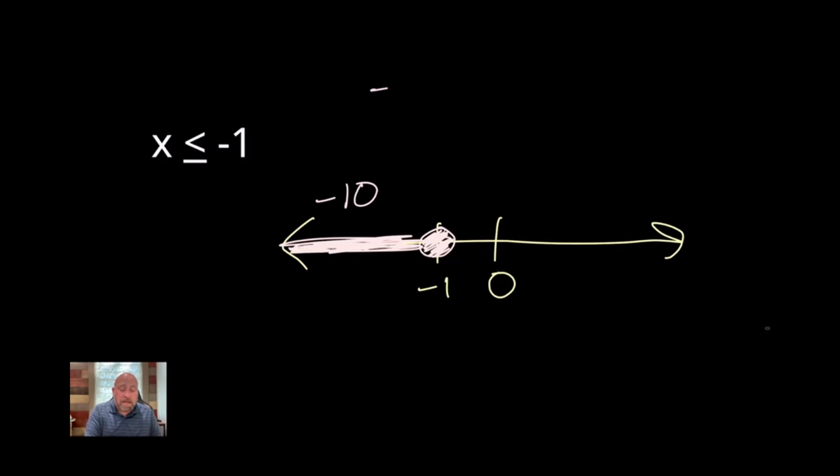And so we plug it in. -10 is less than or equal to -1. Is that true? Yes, that's true. And so that is the correct way to shade our line. Okay. We're going to keep doing the same thing. We're just going to keep going through these.